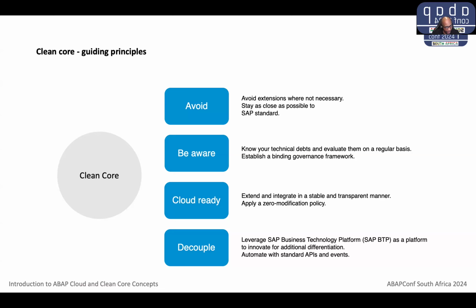Okay, and then the last bit is decoupling. Decoupling talks about leveraging BTP for innovation. This is a very good thing to start exploring, especially if you are in an environment that's not cloud ready, or if you're on ERP or ECC and you want to start playing around with ABAP Cloud and making use of the innovative stuff that's happening on BTP, because there's quite a lot happening on BTP.